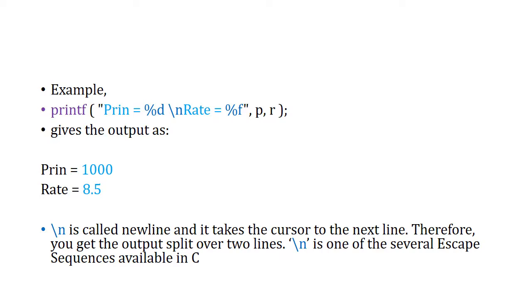So backslash n will be used for change of line from principal to rate, %d is used for displaying the principal value, and %f is used for displaying the rate of interest. We have discussed that backslash n is called a new line, and it takes the cursor to the next line. Therefore, you get the output split over two lines. Backslash n is one of the several escape sequences which are available in C. These escape sequences are used basically to make your output more readable and more understandable.